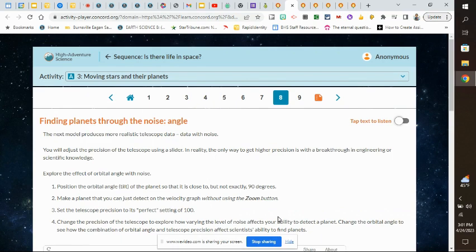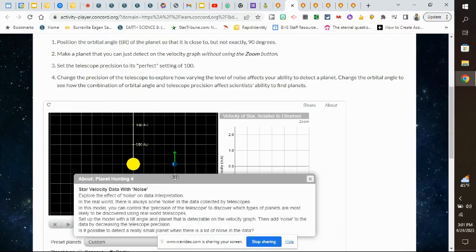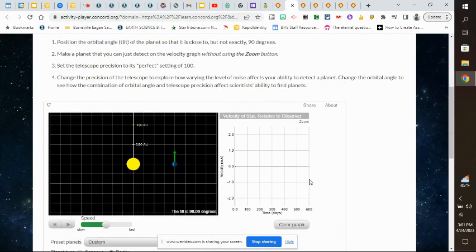Finding planets through the noise. You're going to explore the orbital angle with noise. It says position the orbital angle of the planet so it's close to but not exactly 90 degrees. So currently it's 90 degrees. I just tipped it a little bit, 83 or whatever. Make a planet that you can just detect on the velocity graph without using the zoom button.